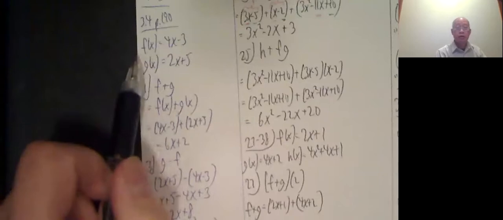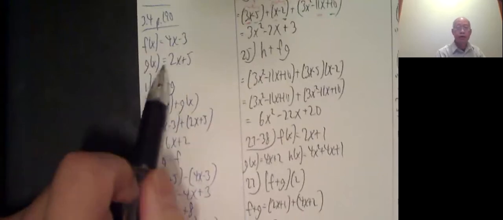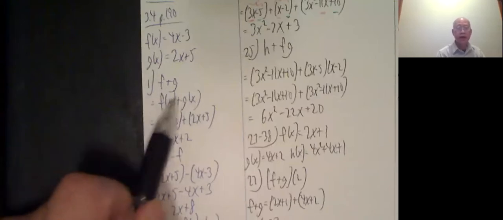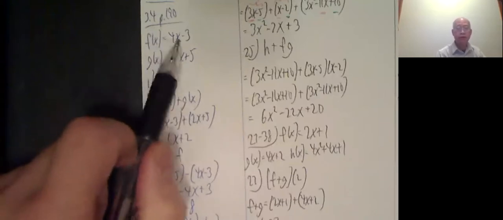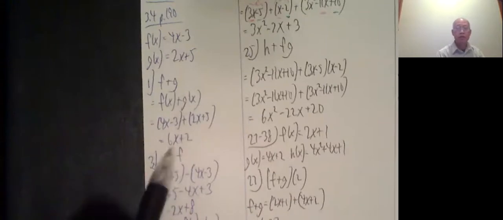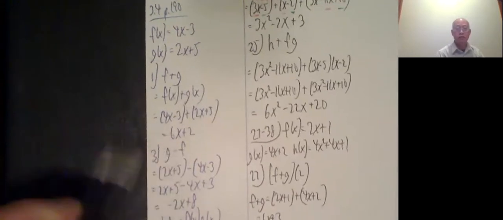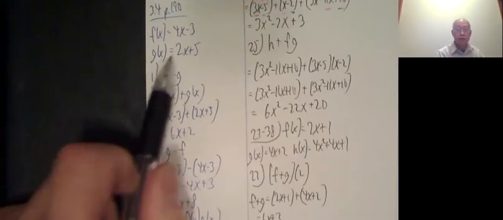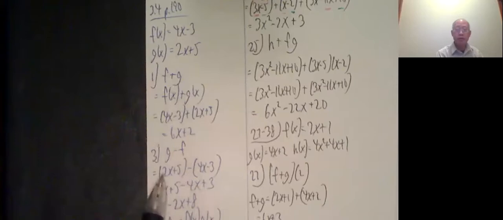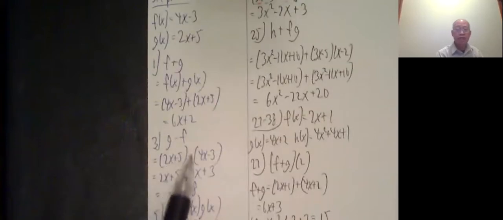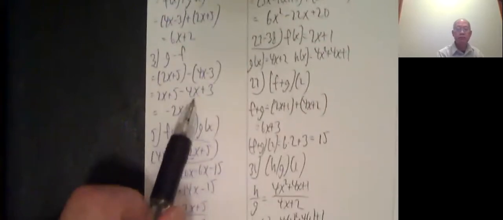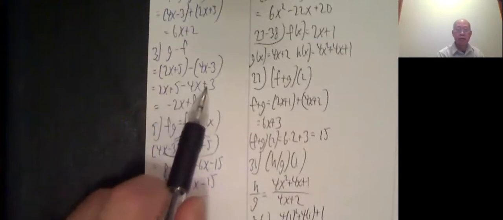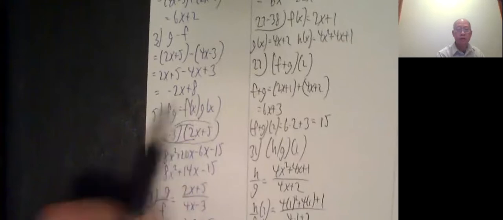Okay, so f of x is 4x minus 3, g of x is 2x plus 5. Number one asks f plus g. So you just simply add f of x plus g of x. So 4x minus 3 plus 2x plus 5, 6x plus 2, no big deal. Number three, g minus f, so it's that minus that in parentheses. So 2x plus 5 minus parentheses 4x minus 3. That's 2x plus 5 minus 4x minus a minus 3, so plus 3. So negative 2x plus 8.